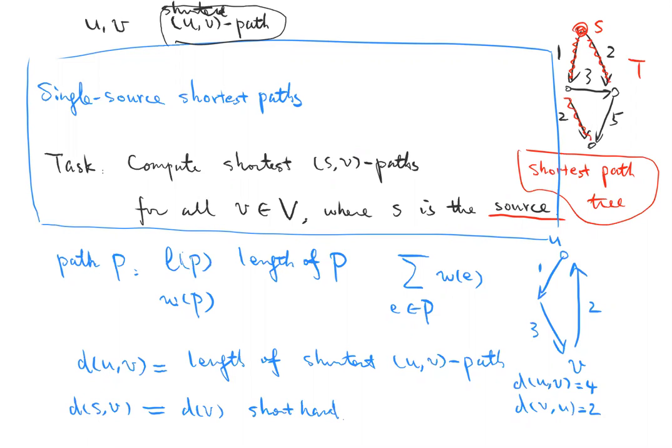Of course, for a single pair, we can terminate earlier once we reach vertex V. But in the worst case, we may need to compute the shortest path from U to every other vertex. It may happen.